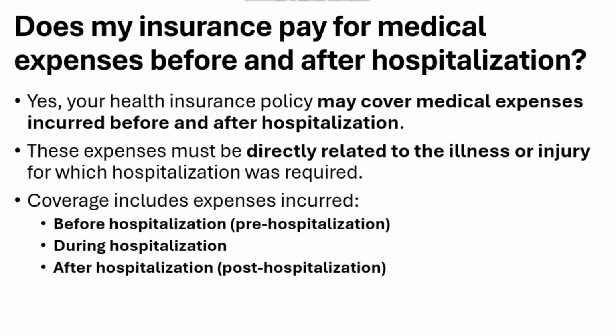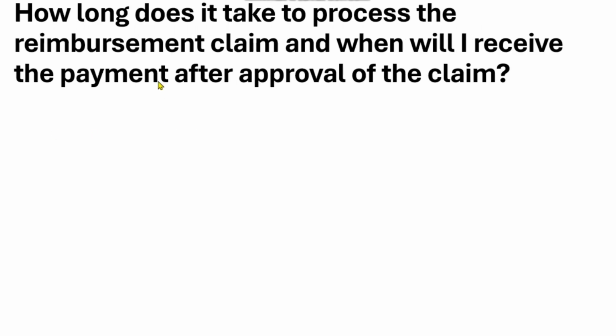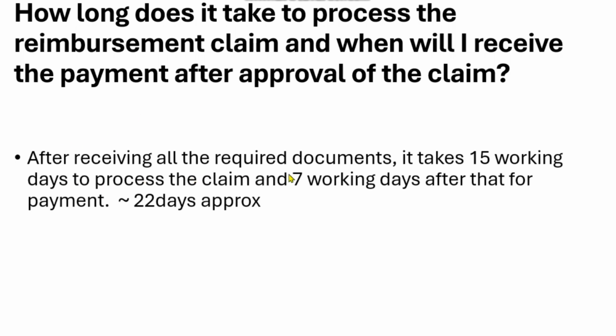Okay, coming to the next query. How long does it take to process the reimbursement claim, and when will you receive the payment once your claim is approved? After receiving all the required documents, it usually takes 15 working days to process the claim and 7 working days after that for payment. So normally it will take approximately 22 days.